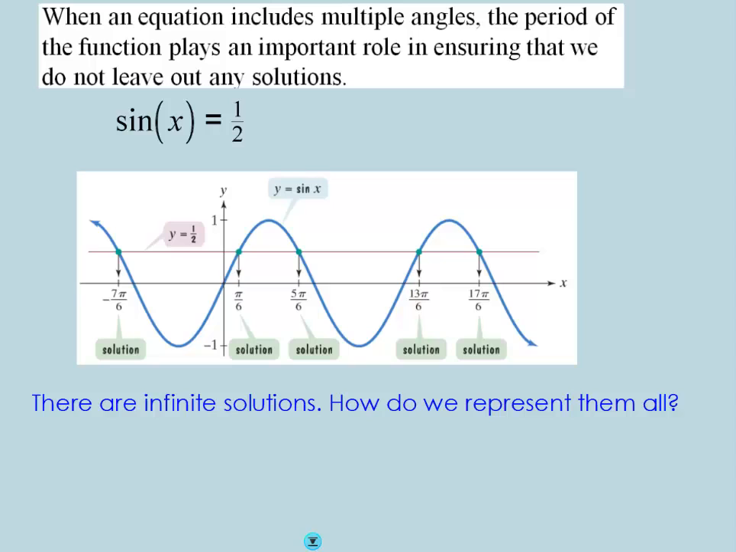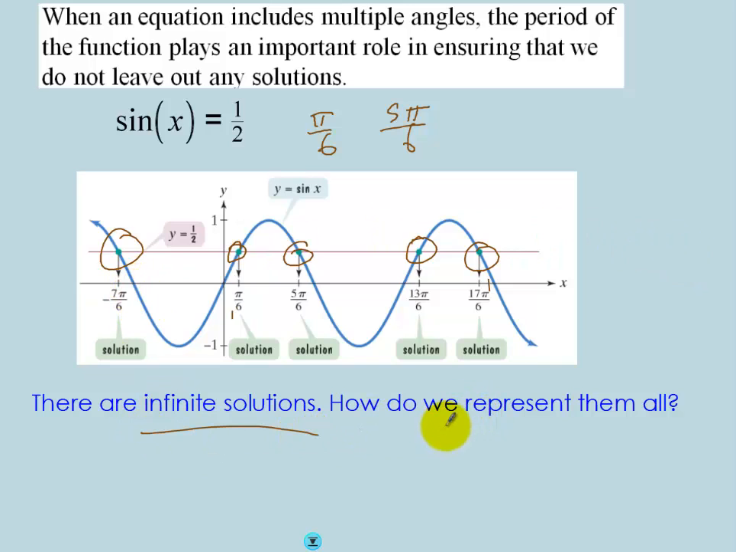All right. So an equation includes multiple angles. The period of the function always plays an important role in ensuring that we do not leave out any solutions. So for example, if I want to find sine of x equals 1/2, this is the graph of that sine function, with a few periods. 1/2 happens at this dot and this dot, so at pi over 6 and at 5 pi over 6. That's on the unit circle. But it also happens at other points: 13 pi over 6, 17 pi over 6, and -7 pi over 6. Because this function goes left and right forever, there are an infinite number of solutions.